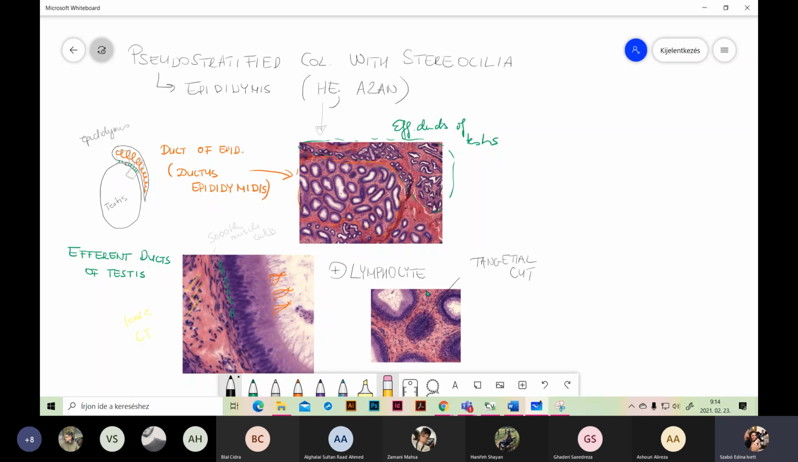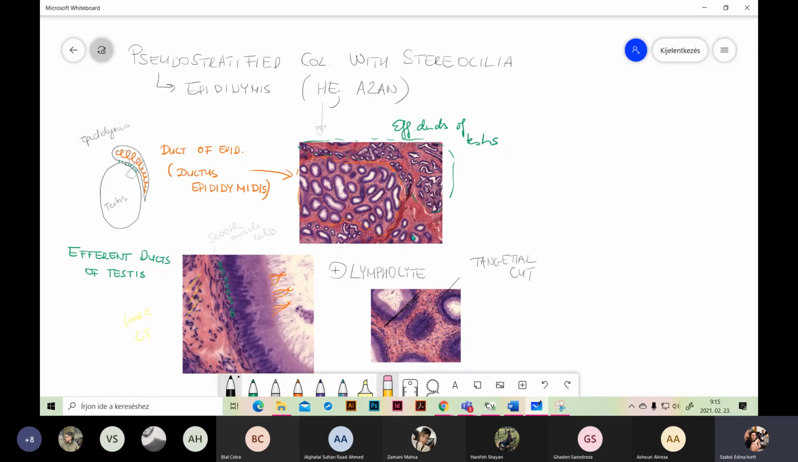Tangential cut. If we make a section, for example, from here, we will see this picture. We only see the columnar cells. It's called tangential cut. It's a tricky question. This is written to the level of cut and the direction of cutting. We can see this picture of the duct.